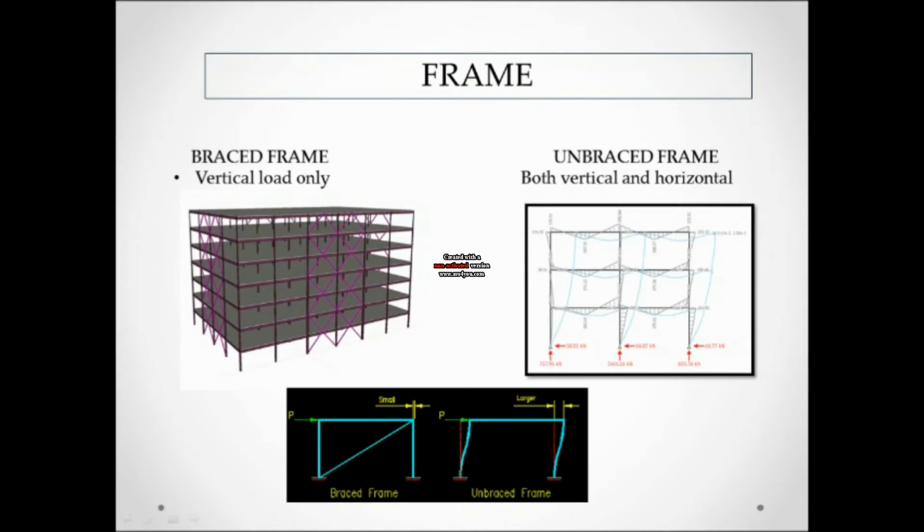Okay, first we will start with the frame. As we know, in frames there are two types, which are braced frame and unbraced frame. A braced frame resists only the vertical load, and it is also resisted by the shear wall. The unbraced frame resists both vertical and horizontal loads, and it is designed to resist lateral loads such as wind and seismic load.